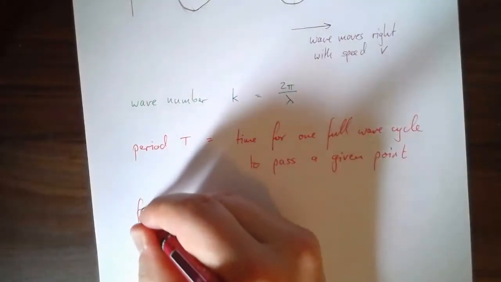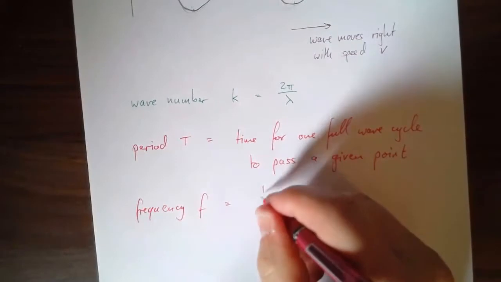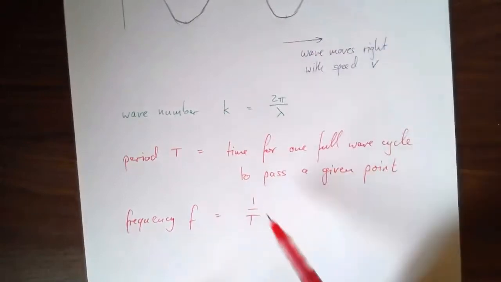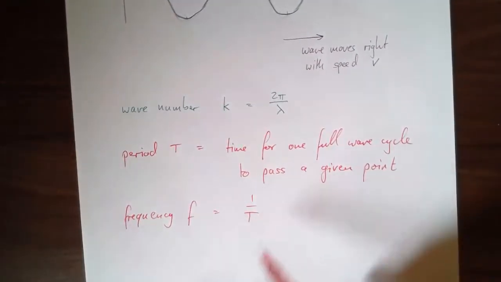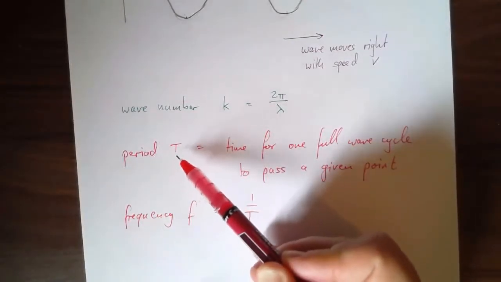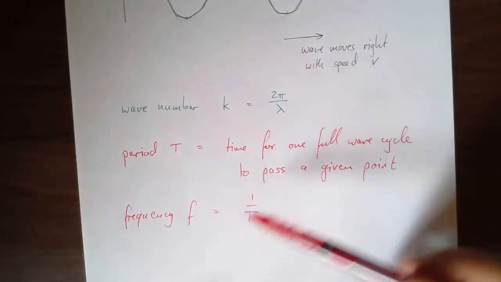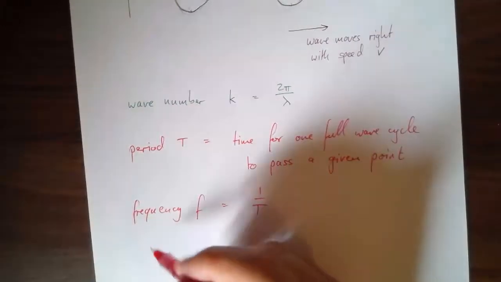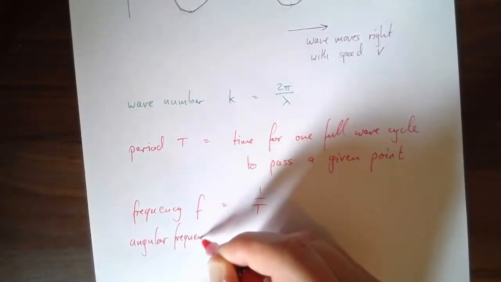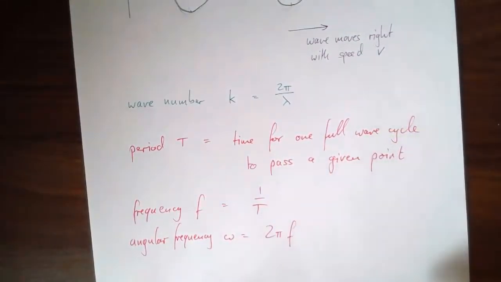You can define the frequency f, and that's of course 1/T, right? If the period is 2 seconds, that means I have half a wave per second, 1/2. If the period is 0.1 second, probably not an ocean wave, some other wave, well, I'm going to get 1/0.1, that's 10 oscillations per second. Then of course I can define the angular frequency, omega, which, as you might guess, is 2 pi times f.